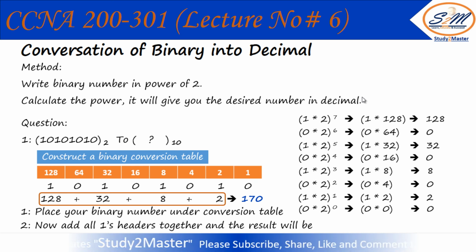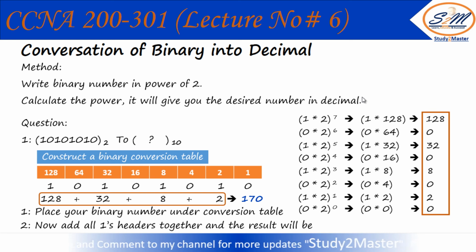1 times 2 to the power of 3 is equal to 8. 0 times 2 to the power of 2 is 0. 0 times 2 is equal to 0. 1 times 2 to the power of 1 is equal to 2. 0 times 2 to the power of 0 is equal to 0. So this is the process of how to change from binary into decimal.